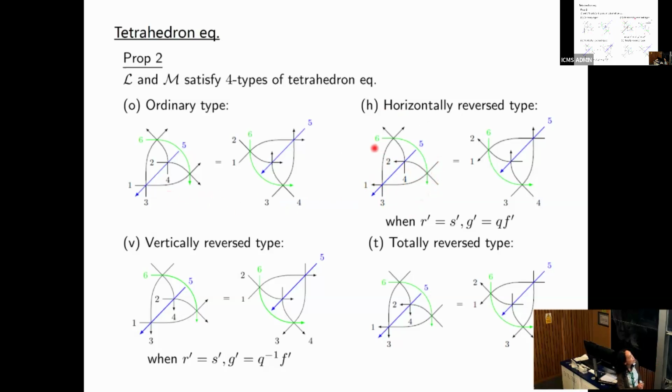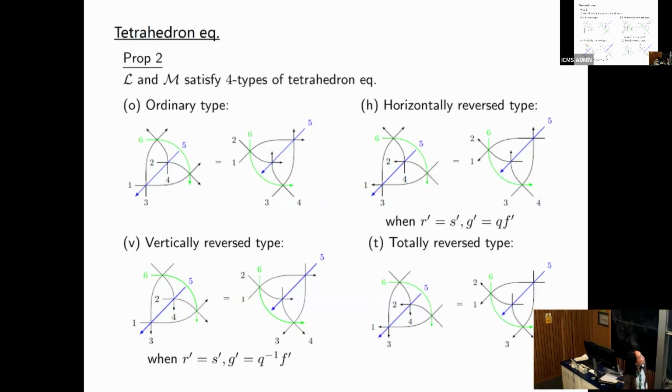So this is why we call this. And the third one is a vertically reverse type. So we now reverse the direction of black vertical arrows from this. And in the last one, we reverse both horizontal and vertical.